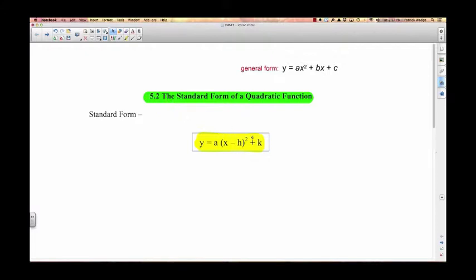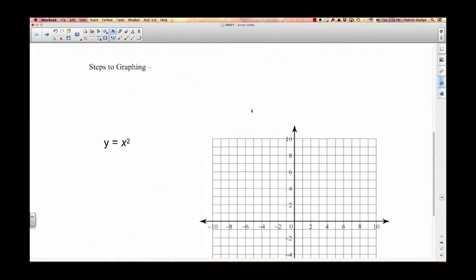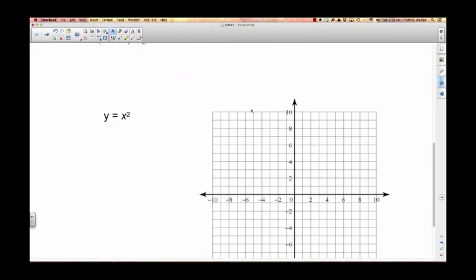We specifically love this form when we're graphing, because this form here allows us to find the vertex very, very easily. With general form, the one we did last time, there are some things you can figure out by looking at it. You can figure out whether the parabola is facing up or down very quickly, for example. But if you want to find the vertex, it takes a little bit of work. With standard form, though, you can figure it out very, very quickly, and that's what we're going to show you here. So let's start by graphing the most basic of all parabolas.